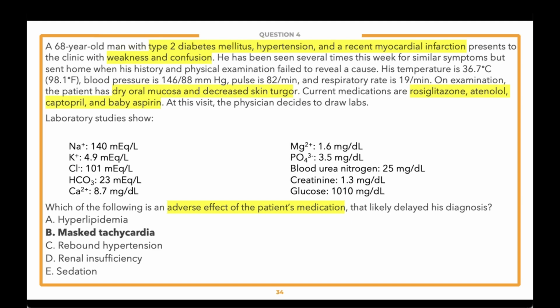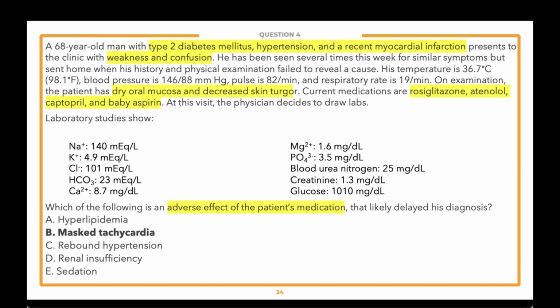First of all, let's go through the medications. There's the rosiglitazone, atenolol, captopril, and a baby aspirin. Baby aspirin, unlikely to be many issues. If you're going to overdose on aspirin, you're going to get something like tinnitus and acidosis, and go down that route. So we're not taking that. Captopril is an ACE inhibitor, and it can cause some renal injury if taken in a dehydrated state. So that's something to think about.